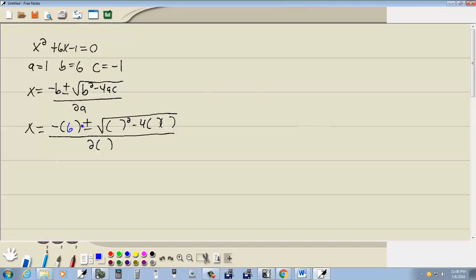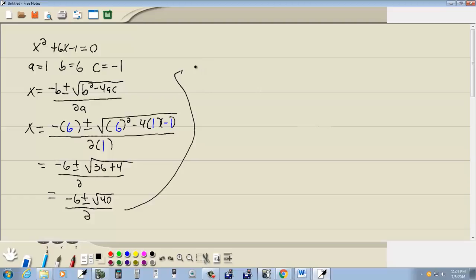Now we'll plug in what we found. B we said was 6, so everywhere we had a B we'll put in 6. A is 1, so everywhere we had an A we'll put in 1. And C is negative 1, so everywhere we had a C we'll put in a negative 1. So we've got negative 6 plus or minus square root. 6 squared is 36. Negative 4 times 1 is negative 4, times negative 1 gives us a positive 4, all over 2. That gives us negative 6 plus or minus square root of 40 over 2.